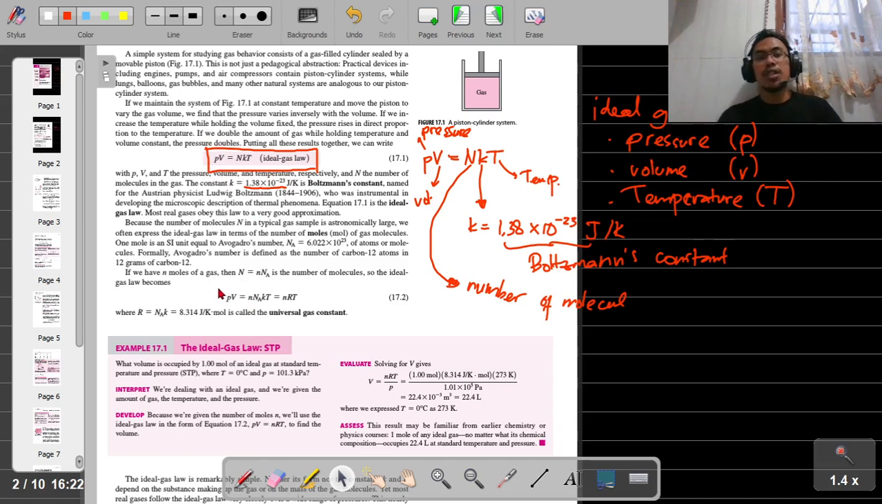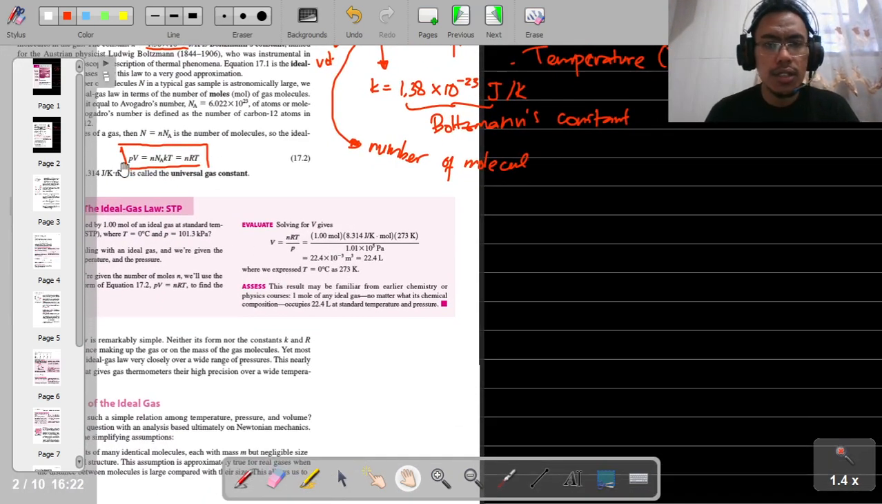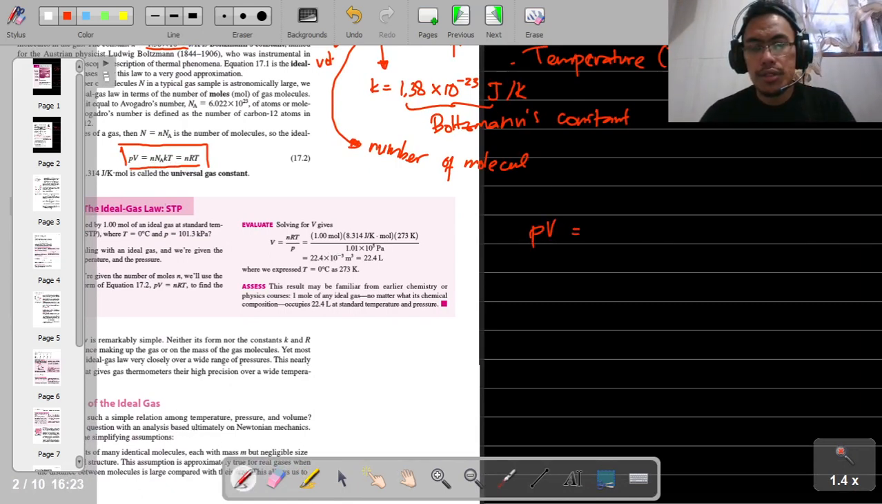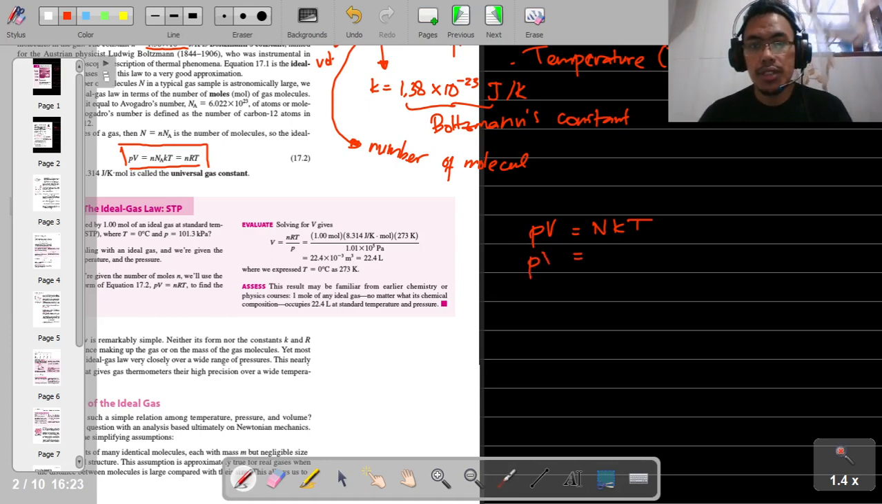But the equation of the ideal gas law is not only this, because we have an alternative equation, which is a modification of this equation. I will discuss this a little bit. So the first equation of the ideal gas law is like this: PV equals NkT.